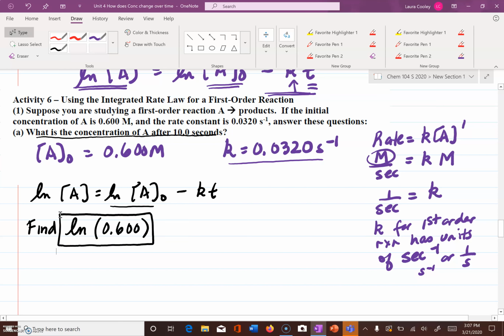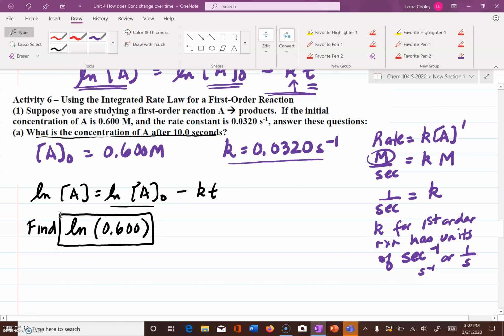Okay, now let's do it again, because practice makes perfect. We're going to use the same equation. The log of A is the log of A naught minus KT, but now we're going to put in 20 seconds here. And we have the same rate constant. We multiply this together, and we get negative 0.642.